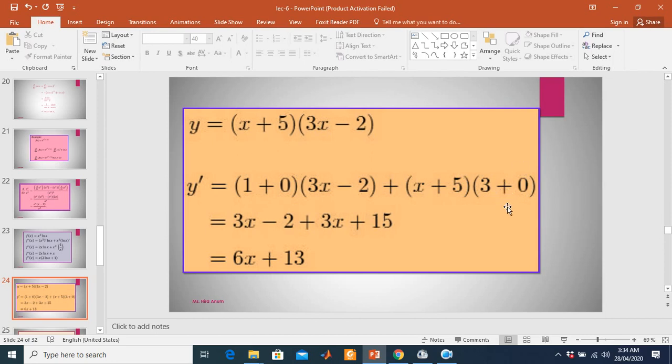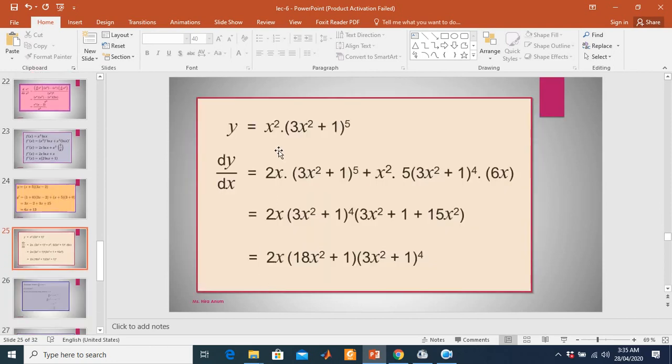We can write 0 plus anything, because 0 does not make any change. So 3x minus 2 plus 3x plus 15. We will multiply these numbers and simplify. Our answer will be 6x plus 13.